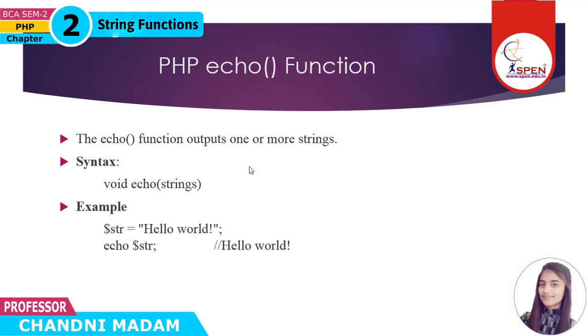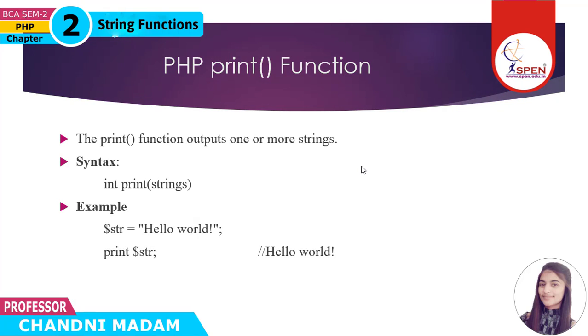Now our next function is echo. This function outputs one or more strings. Here is the syntax. This function has one parameter, the string. We will pass one or more strings into this function. After executing, this function returns void, so no value is returned. Here is the example: $str equals "hello world". Now we will just print hello world, so we will use echo and pass $str. After executing, it will give hello world as output.